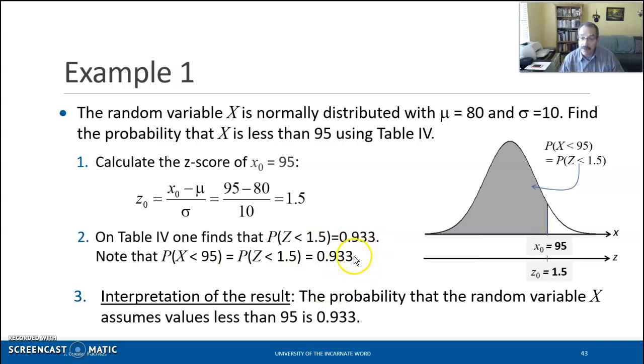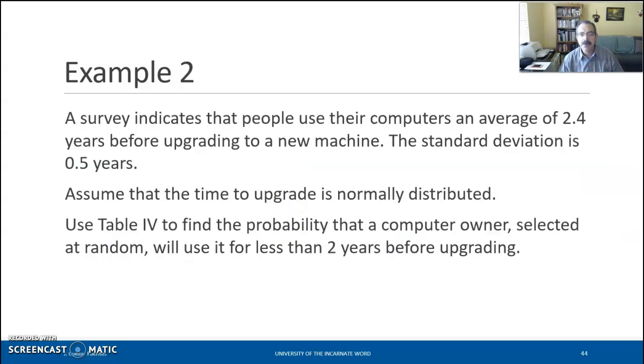So once you find that probability, the third step is to interpret that value. So in this case, the probability that the random variable x assumes values less than 95 is 0.933. Now, I'm a little different from the textbook in here because I'm distinguishing between the random variable and values of the random variable. So whenever you see a capital letter, that means that is a random variable. Whenever you see a lowercase letter, that means a particular number or a particular outcome of the random variable. All right, now that we've seen this three-step procedure, let's solve some problems.